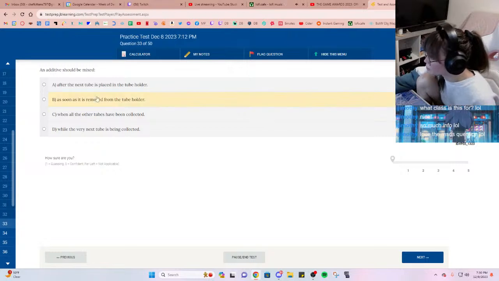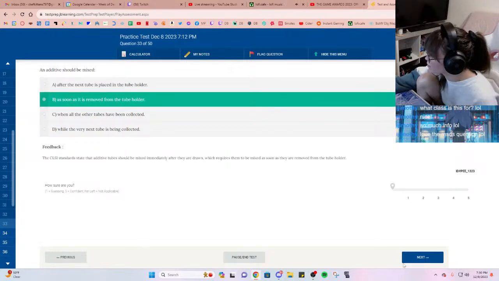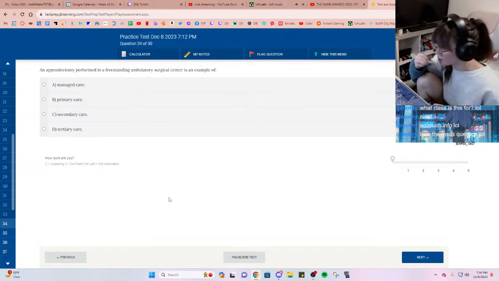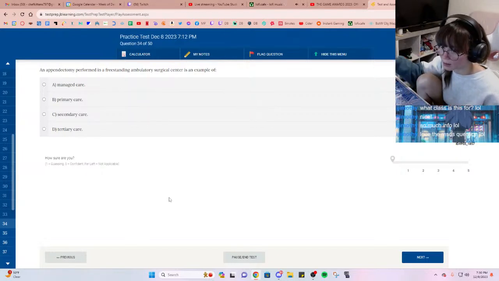I think it's as soon as it is removed from the tube holder. Yes. Because you're supposed to take it out and then tilt it back and forth below. And then you put it down and then connect and do the next one.